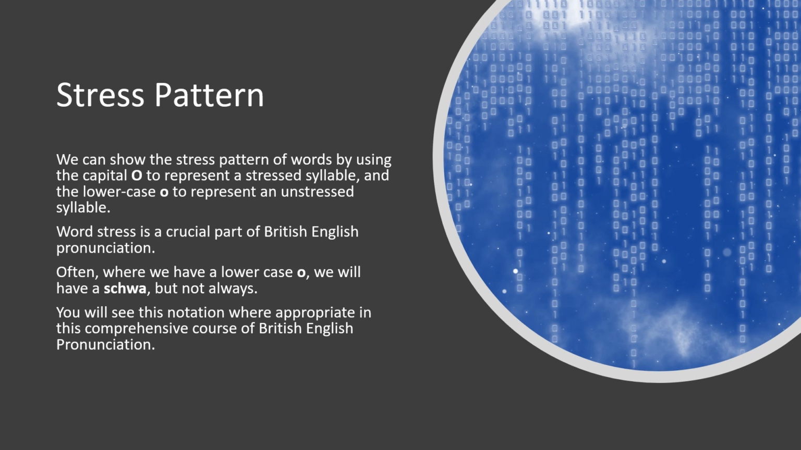Stress pattern. We can show the stress pattern of words by using the capital O to represent a stressed syllable and the lowercase o to represent an unstressed syllable. Word stress is a crucial part of British English pronunciation. Often where we have a lowercase o, we'll have a schwa, but not always. You'll see this notation where appropriate in this comprehensive course of British English pronunciation.